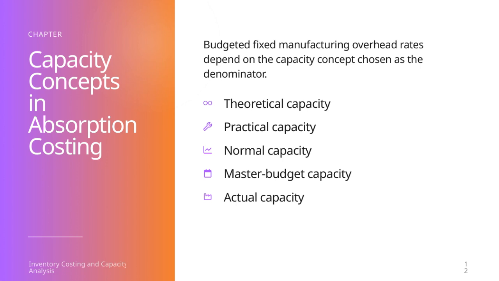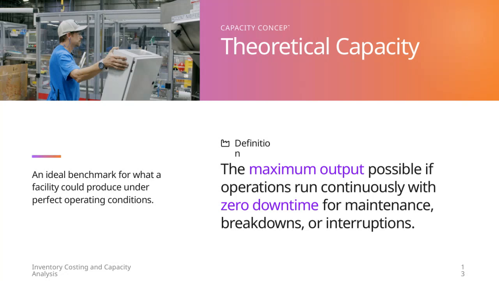This, in turn, aids in making informed financial and operational decisions. Here, we're looking at the concept of theoretical capacity, which serves as the ideal benchmark for what a facility could produce under perfect operating conditions. This means it assumes the maximum output is possible only if the operations run continuously without any downtime, no maintenance breaks, no breakdowns, no interruptions at all.